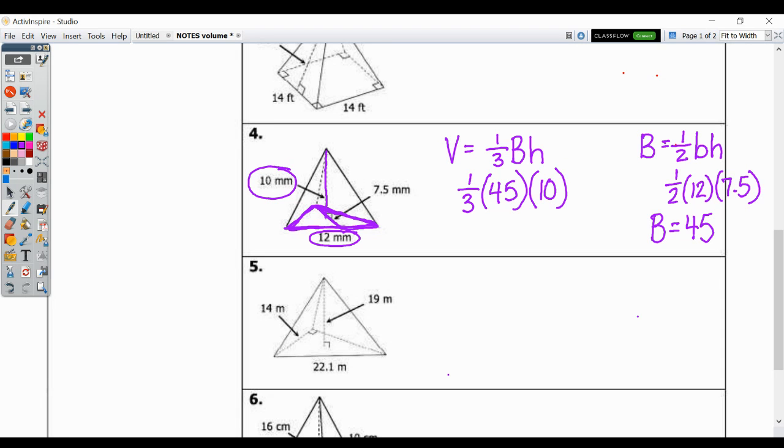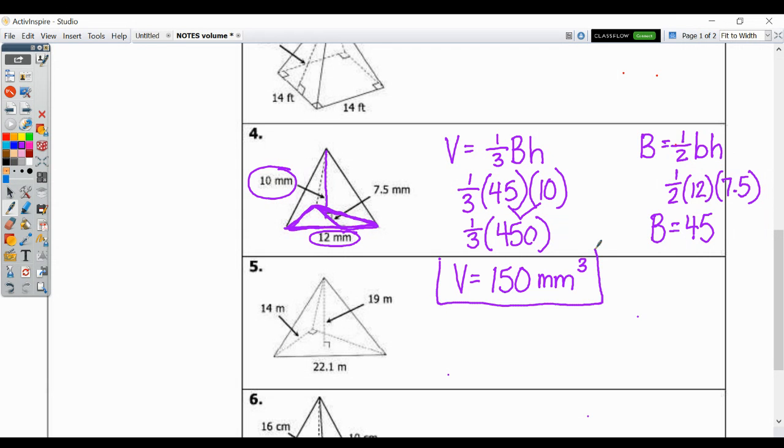Okay, so just like earlier, I'm going to do 45 times 10, which is 450. I just multiplied these two together. Now I take 450 and I divide it by 3, and that gives me 150. So the volume of this pyramid is 150 millimeters cubed. Or you could say 150 cubic millimeters.